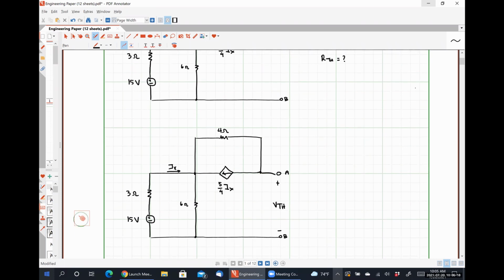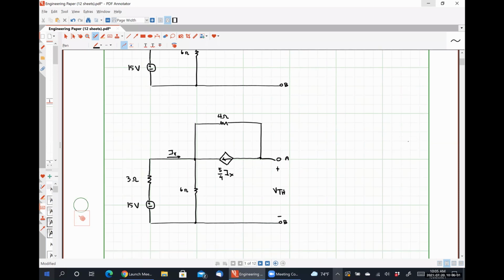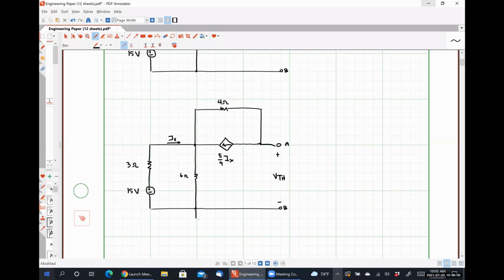So if we were to try to find this Thevenin voltage, the approach that I would use would probably be nodal analysis. So I would choose this bottom node here as my ground. And I'm just going to identify my nodes real quick. So that's one node. This is all one node. This is all one node. And this is all one node.